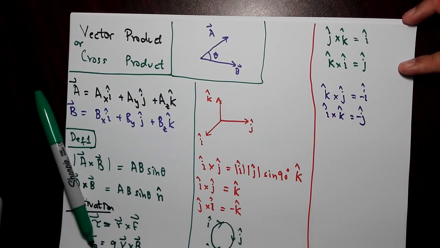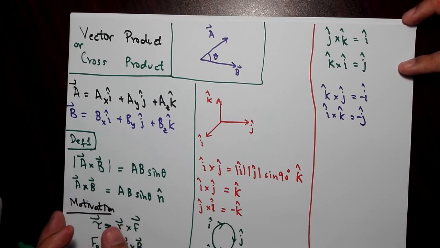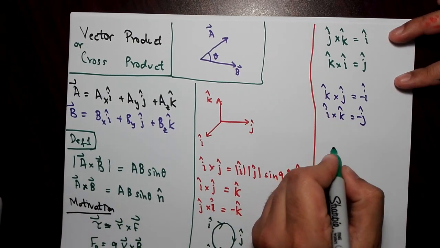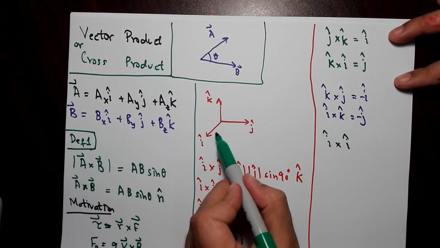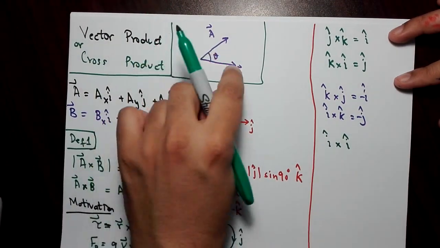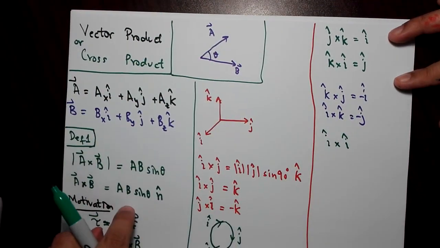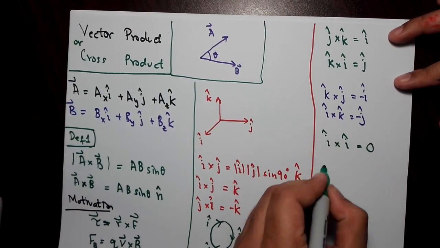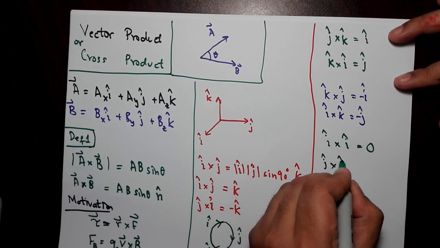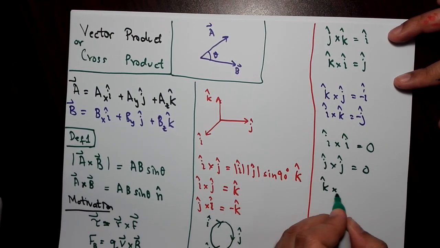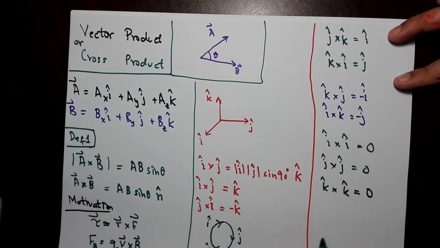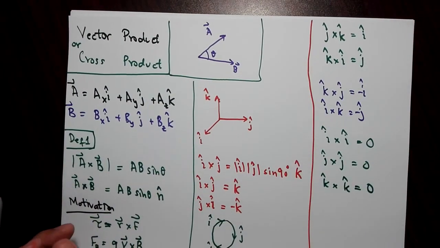And when you take the cross product of the vectors themselves, so i cross i, now you're taking the cross product of the vector with itself, they point in the same direction, theta is 0, so sine 0 is 0, so you get 0, the null vector. So you get 0 for this, then k cross k is also 0. So we have all these relationships.